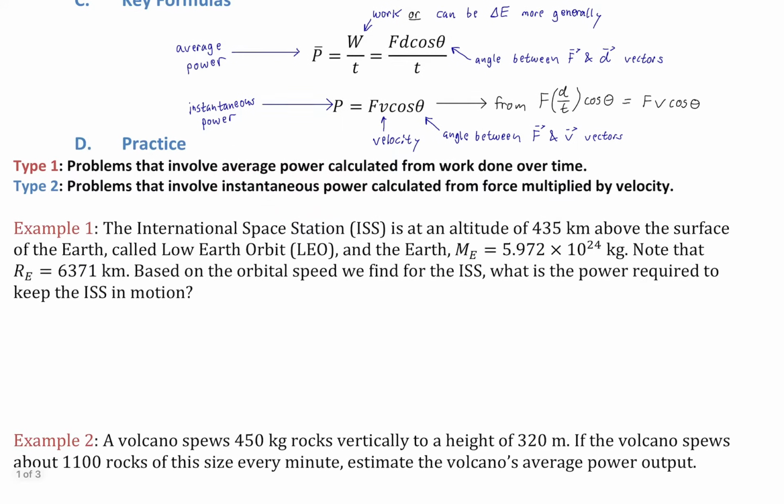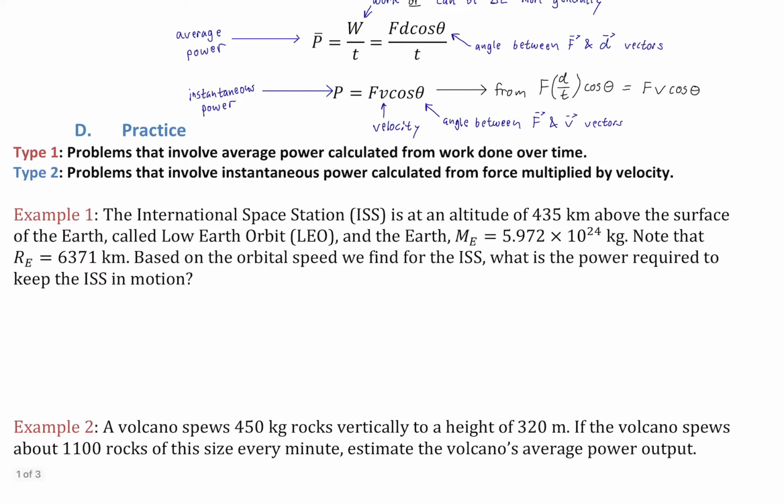So let's look at example one. The International Space Station is up here at an altitude of 435 kilometers above the surface of the Earth, give or take a few dozen kilometers. They give you the mass of Earth and the radius of Earth. It seems like we're asking a question where we have to do a lot of calculations. Well, not actually. Based on the orbital speed we find for the International Space Station, ISS, what is the power required to keep it in motion?